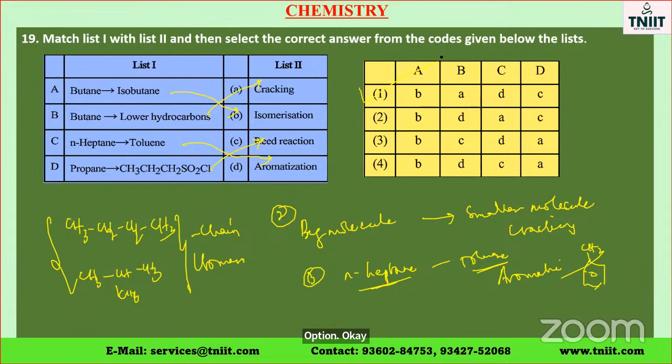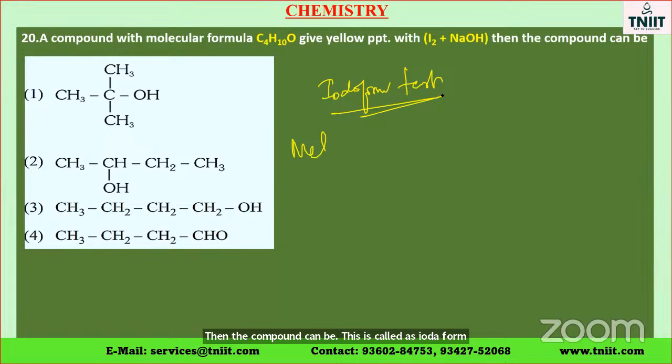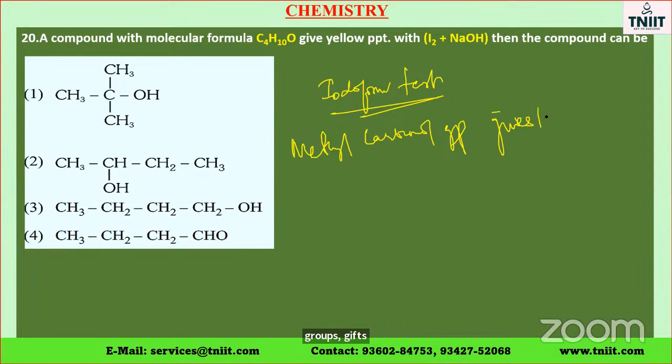The next one. A compound with molecular formula C4H10O gives a yellow precipitate with iodine and sodium hydroxide. Then the compound can be. See, this is called the iodoform test. Molecules containing methyl carbinol groups give the iodoform test.